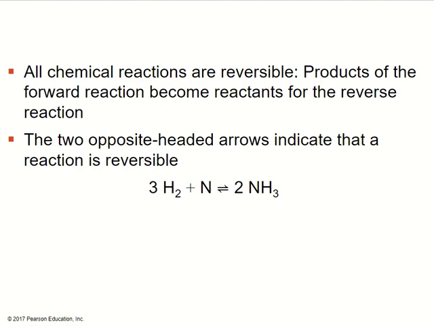Most chemical reactions are reversible. The book is incorrect here in saying that all chemical reactions are reversible. Products of the forward reaction become reactants for the reverse reaction. If a reaction is reversible, then when you produce products, those products might be able to go backwards to form the original reactants, in which case you would change which one is the product and which one is the reactant. The two opposite-headed arrow indicates a reversible reaction.